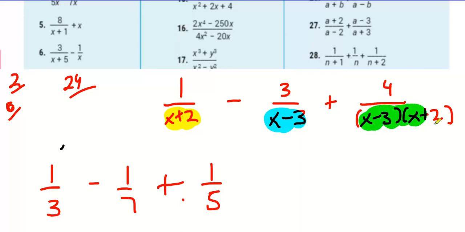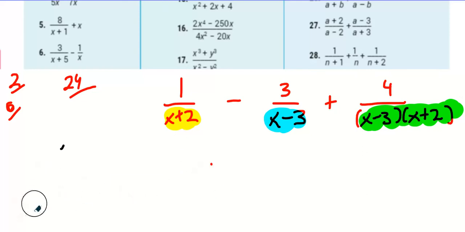There are similar parts though, isn't there? Is there any way I can make the yellow one look like the green one? What could I do to make the yellow one look like the green one? Not necessarily merge them, but here's the trick. Perfect. I'm gonna put an x minus 3 on top, and that means I'm also gonna put an x minus 3 on the bottom.